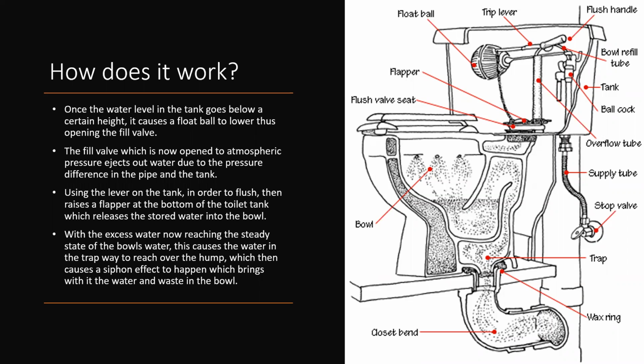Using the lever on the tank in order to flush then raises a flapper at the bottom of the toilet tank, which releases the stored water into the bowl. With the excess water now reaching the steady state of the bowl's water, this causes the water in the trapway to reach over the hump, which then causes a siphon effect to happen, which brings with it the water and waste in the bowl.